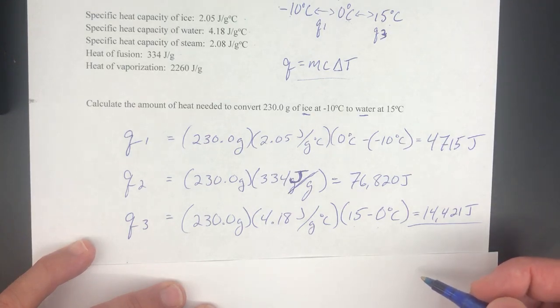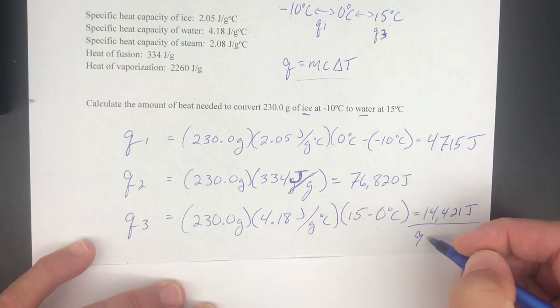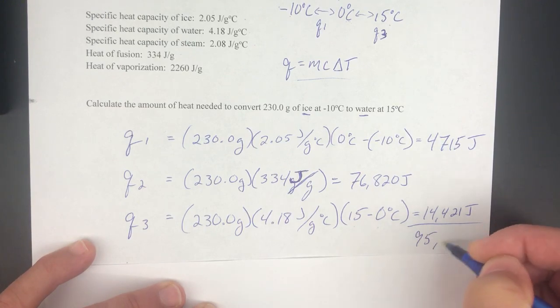All right, so the last step is summing these values to get the total amount of energy. The total amount of energy comes out to be 95,956 joules.